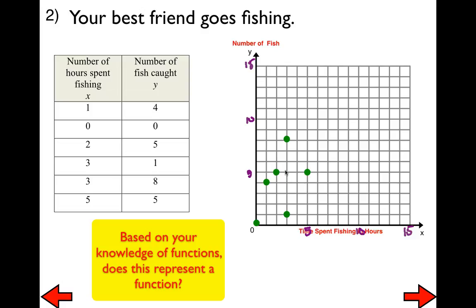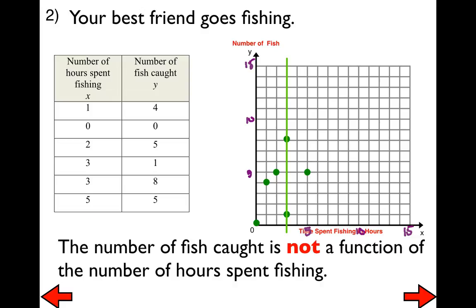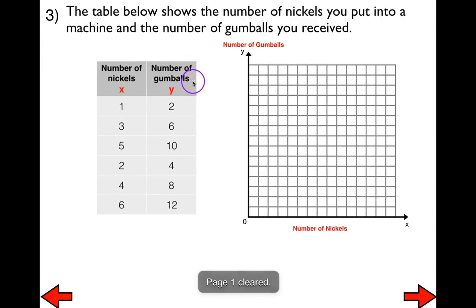Now, based off of what you know about a function, okay, would you say this is a function? I hope your answer is no. Okay, and why? If you use the vertical line test, you'll notice right here it touches more than once. In fact, it touches twice. So I would say this is not a function. Okay, so the number of fish caught, which is this, is not a function of the number of hours spent fishing. So notice you always base your y in terms of x. That's not a function. Okay, so let's look at number 3.